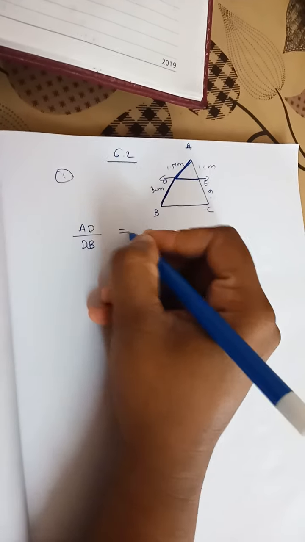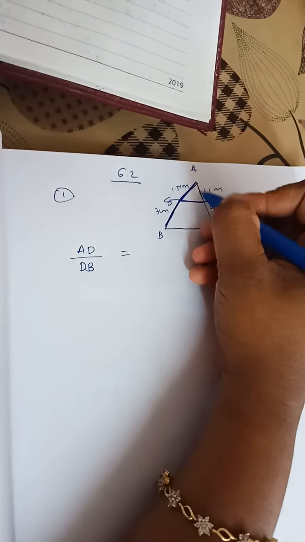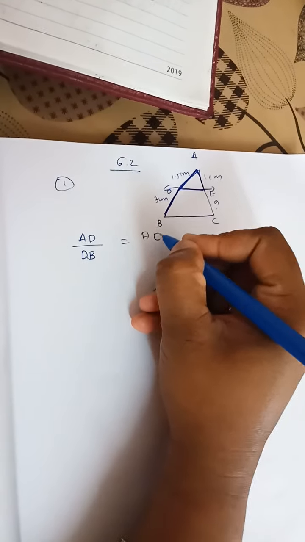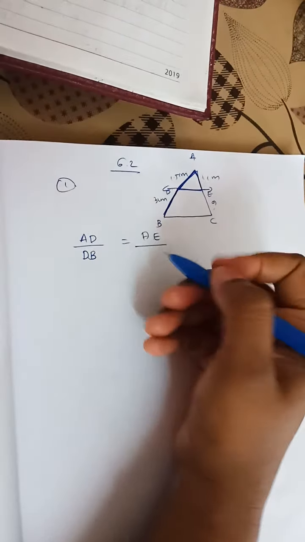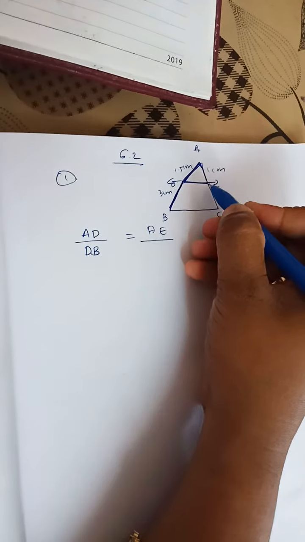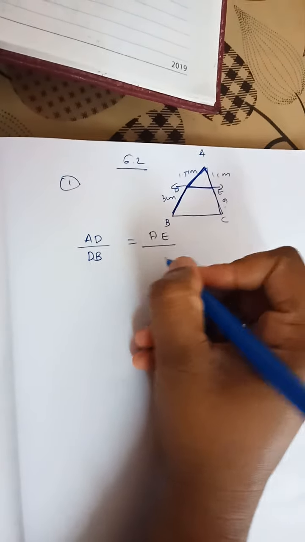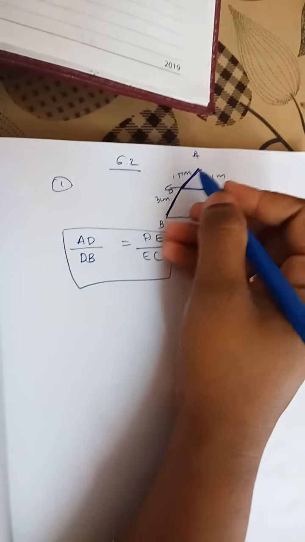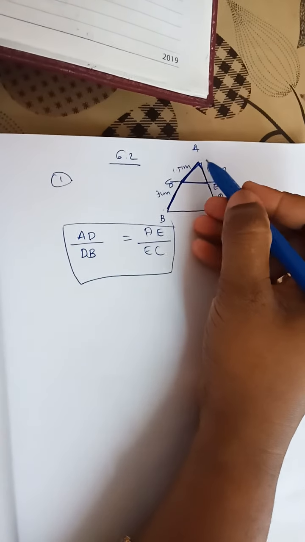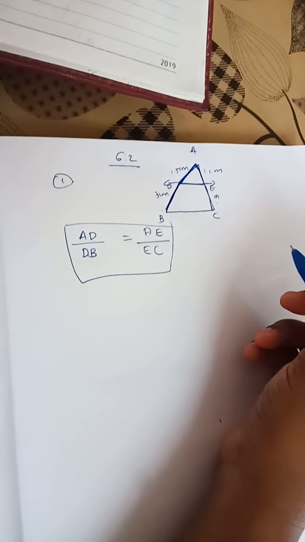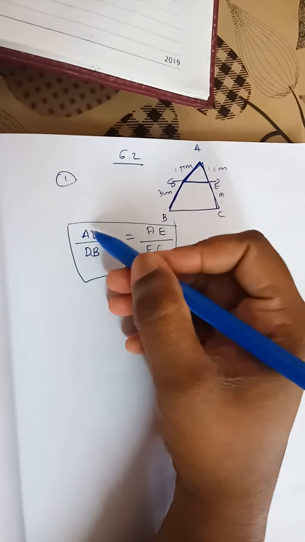is equal to the opposite side, AE, which should come from the same side, upper side or lower side. I have written it as the upper side, AE divided by the remaining EC. So this is called the basic proportionality theorem. So AD divided by DB is equal to AE divided by EC. By using the basic proportionality theorem, we can write this.